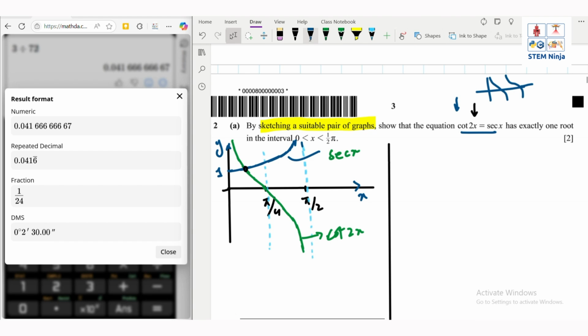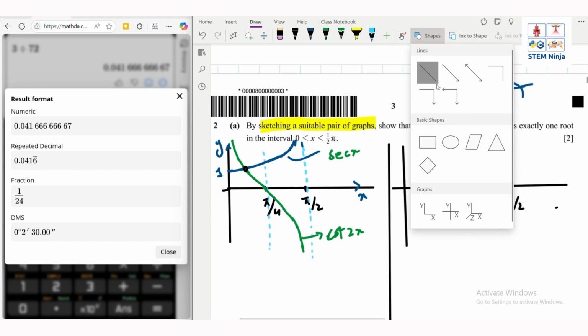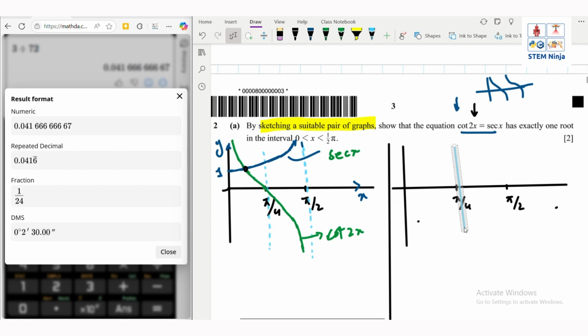Now let's see whether we have the same thing in the reciprocal form, in the tan and the cos form. So we will have a similar thing. We will have pi by 4, pi by 2. We will draw lines over here.